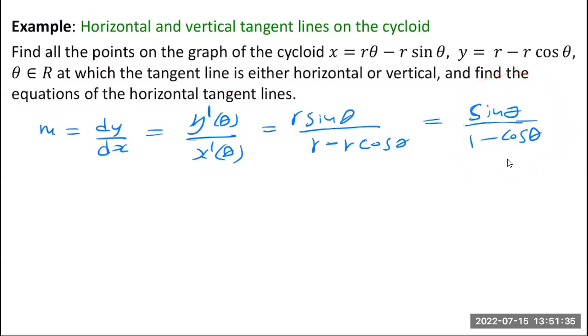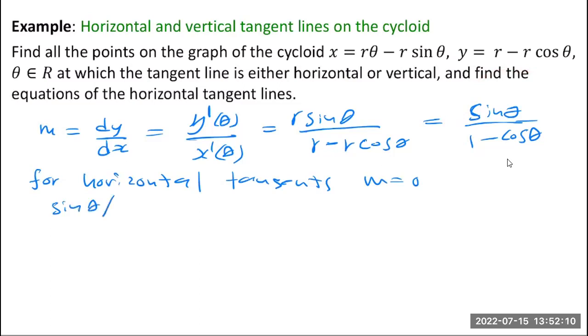Okay, now we need to find the points at which we have horizontal tangents. When do we have horizontal tangents? Remember, we have horizontal tangents when m is equal to 0, right? The slope is 0 means at that point we have a horizontal tangent. So if you set your m, this expression, to 0, what would you get? That is sine theta divided by 1 minus cosine theta should be equal to 0. This implies that sine theta is equal to 0.